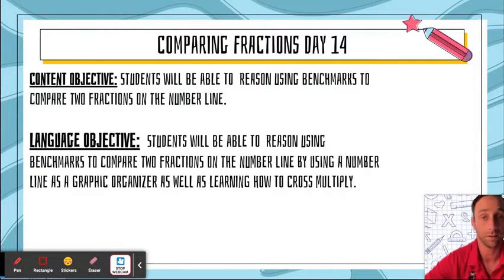Let's take a look at our objectives. Students will be able to reason using benchmarks to compare two fractions on the number line by using a number line as a graphical organizer, as well as learning how to cross multiply.